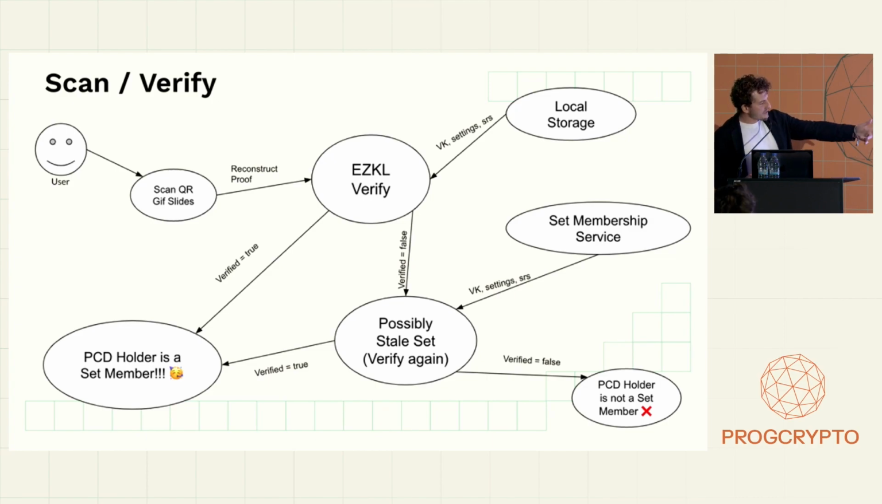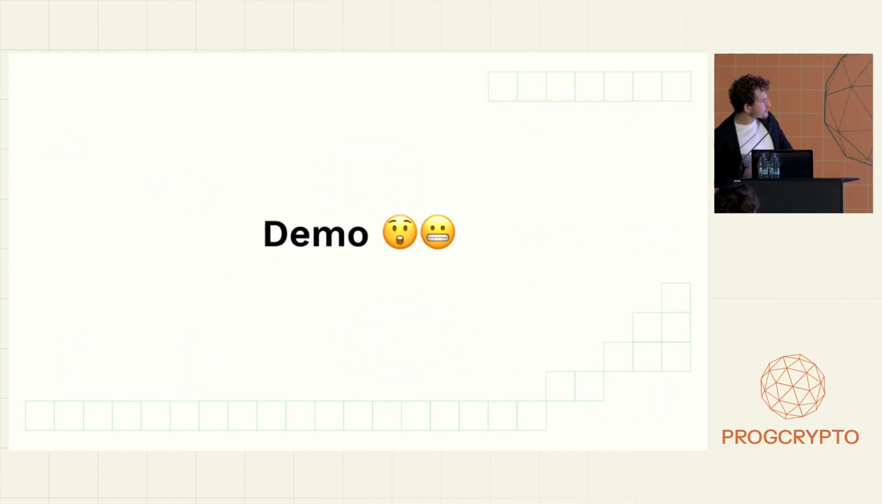Now, in this case, maybe the stuff we got off local storage is stale. Maybe this person registered since we got these artifacts. So we'll go to their set membership server, and we'll get everything we need, our verification key, our settings, our new SRS, in this possibly stale state. We'll run verify again. Now if it verifies false a second time, we know this person doesn't belong. If it verifies true, they belong.